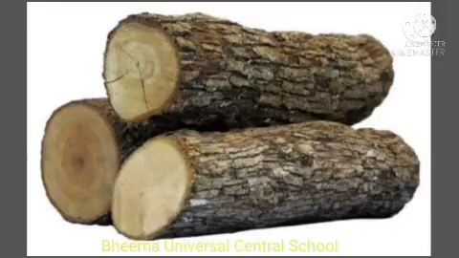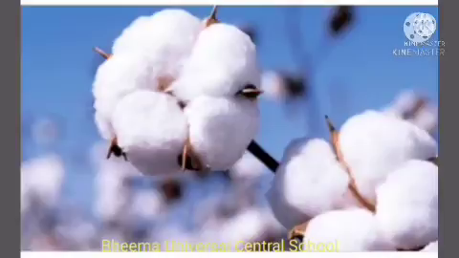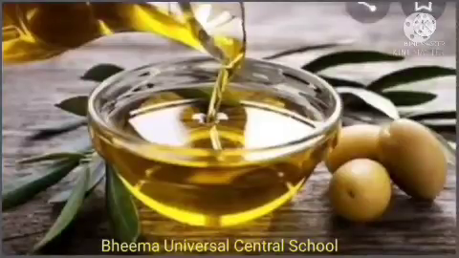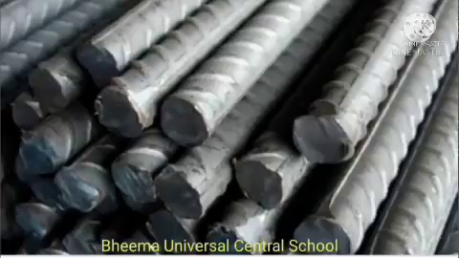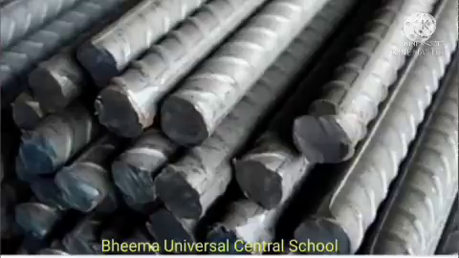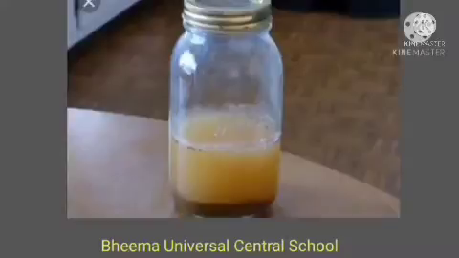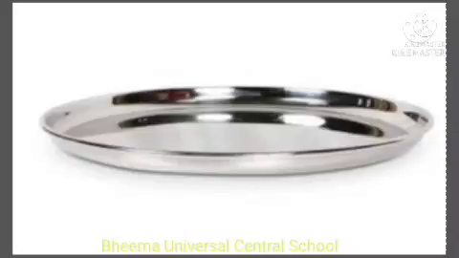Very good. Wood, cotton, feather, dry leaves and oil. Very good. Tell me examples of a substance whose density is more. Very good. Iron, stone, glass, soil and metals.